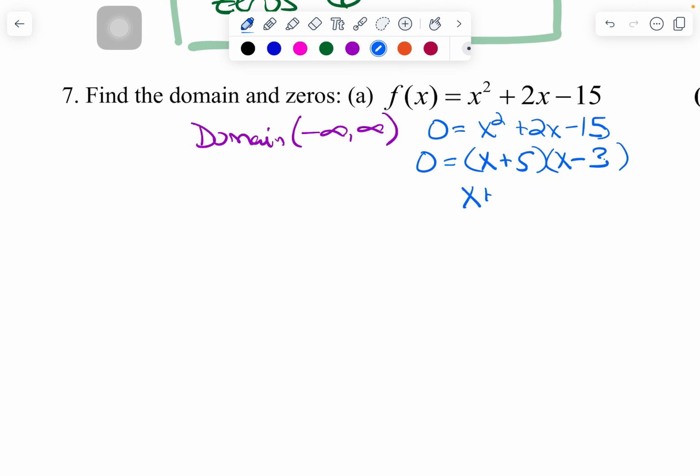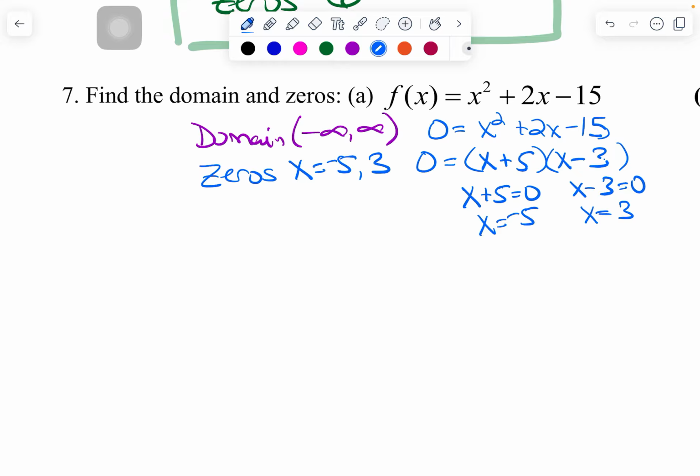So to find the actual zeros, we're going to set each factor equal to 0. So x equals -5, and then x equals 3. So my zeros, and you can write this a couple different ways. You can put x equals -5, and then I'm going to do a little comma for 3. That's fine. You could simply say -5 and 3, right? You got a couple options there. All right, so those are the answers to part A.